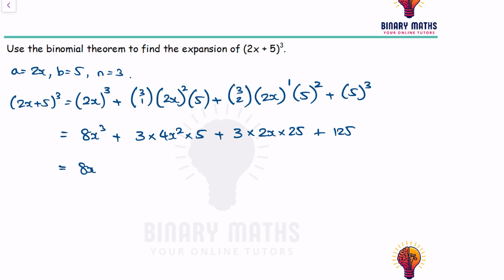So I get 8x cubed plus 3 times 4 times 5, which is 60x, and we've got x squared there, so x squared. Plus 3 times 2 times 25, which is 150, and then we've got an x there. And then plus 125. And that will be the binomial expansion of 2x plus 5 to the power of 3.